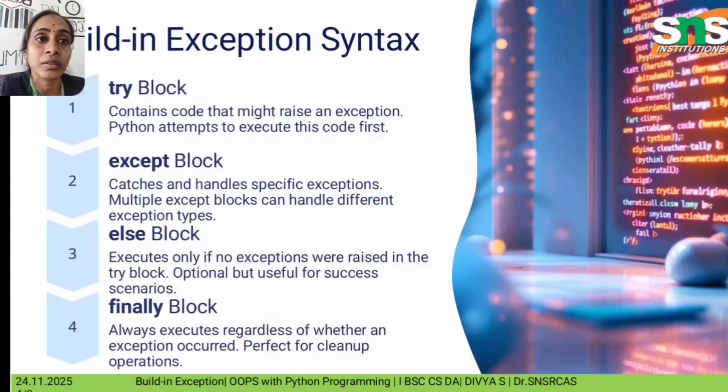for robust applications. So, the built-in exception syntax: first we start with the try block, which contains the code that may raise an exception. Python attempts to execute this code first. The except block catches and handles a specific exception. Multiple except blocks can handle different exception types. The else block executes only if no exception was raised in the try block. It is optional but useful for the success scenario. The finally block always executes, whether or not an exception occurred, and is perfect for cleanup operations.